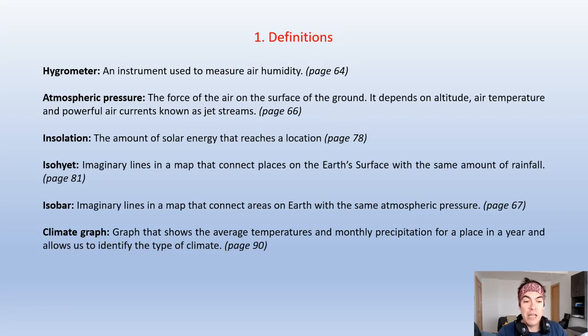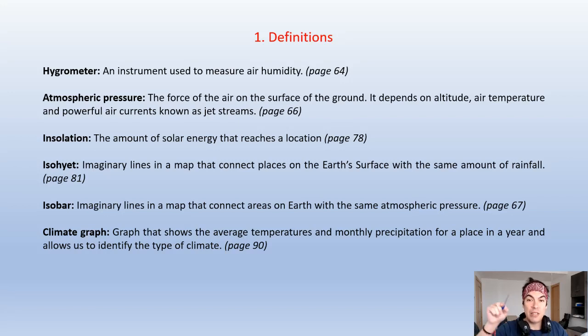The insolation is the amount of solar energy that reaches a location, and it affects the temperature of the place. You can find it on page 78. The isohyets are imaginary lines in a map that connect places or points on the Earth's surface with the same amount of rainfall. Surface should be without the capital letter, that's a typo. Okay, you can find it on page 81.